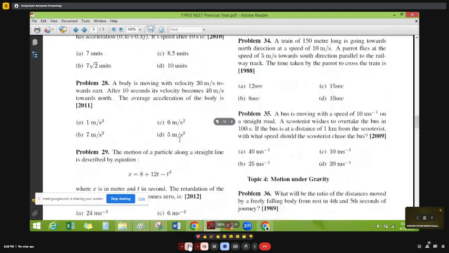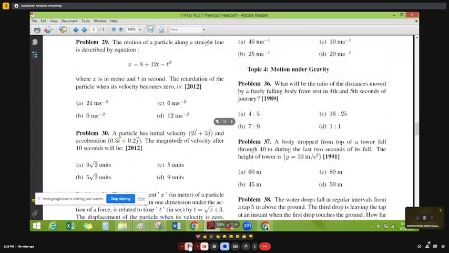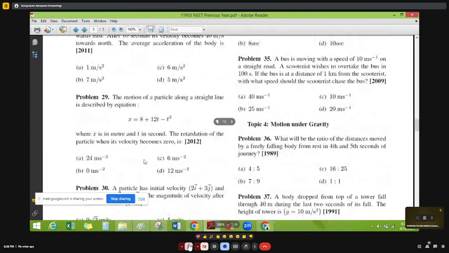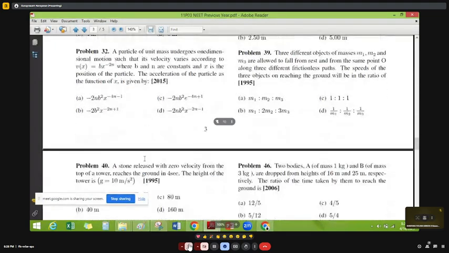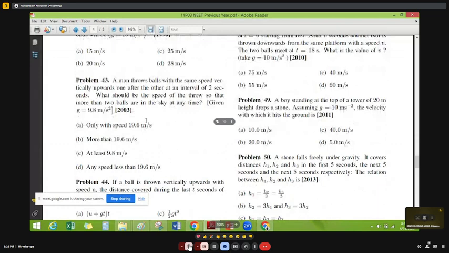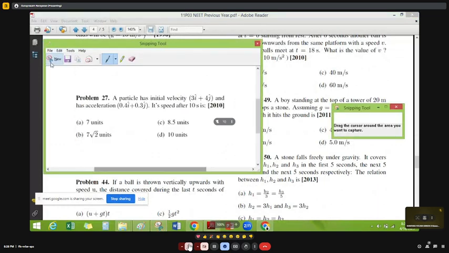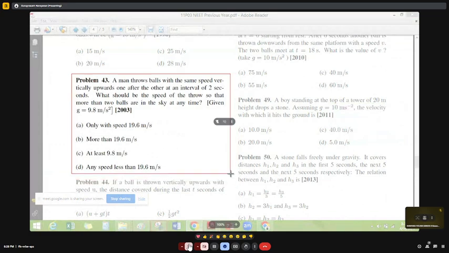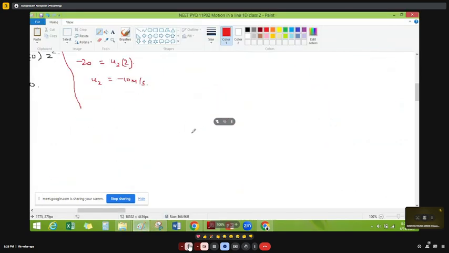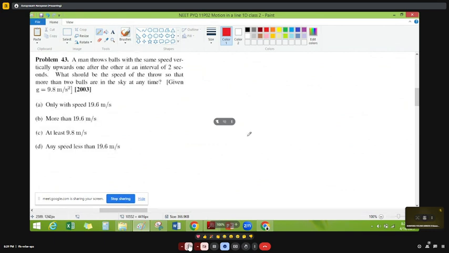Sir, how to do the 43rd question, sir? 43, okay. Yes, sir. Okay, then remember, for 28 we can come back to 28 later. 43, okay. This is a little bit confusing. You can try that. This problem is easy to solve, but very hard to explain.